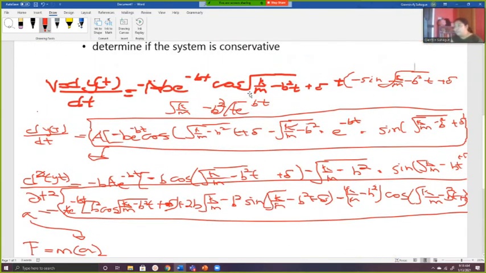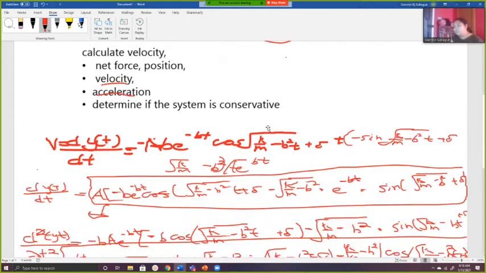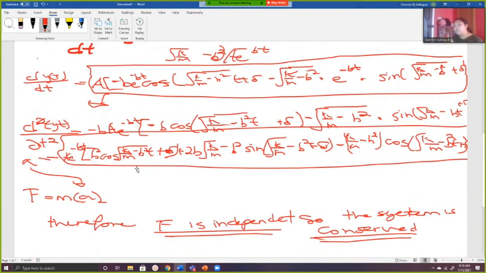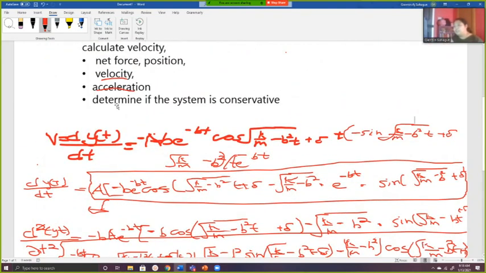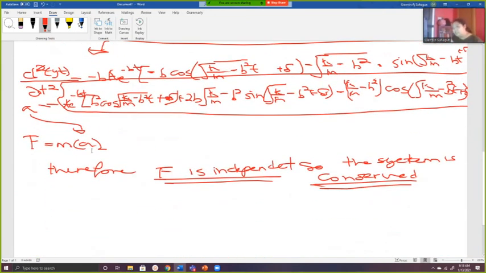This is our third problem. We solved for the velocity, we solved for the acceleration, and we determined if the system is conservative or not. So F equals ma, and therefore F is independent, so the system is conserved. So there we have it.